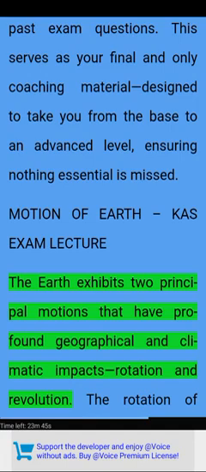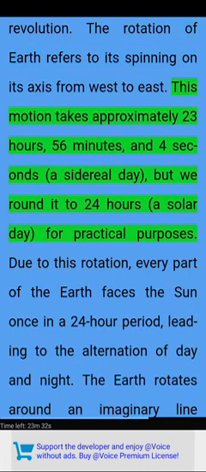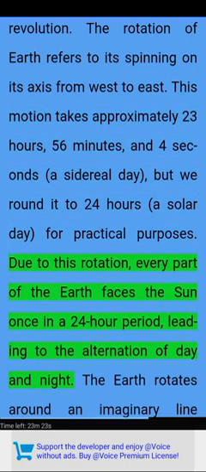The Earth exhibits two principal motions that have profound geographical and climatic impacts: rotation and revolution. The rotation of Earth refers to its spinning on its axis from west to east. This motion takes approximately 23 hours, 56 minutes, and 4 seconds, a sidereal day, but we round it to 24 hours, a solar day, for practical purposes. Due to this rotation, every part of the Earth faces the sun once in a 24-hour period, leading to the alternation of day and night.